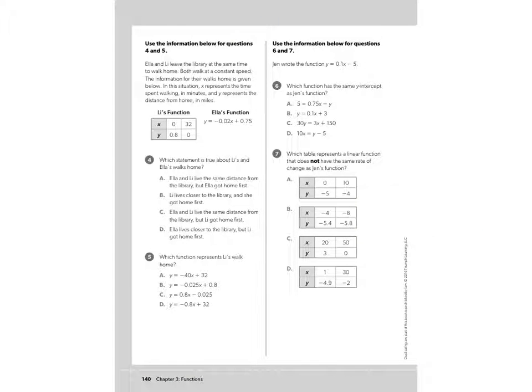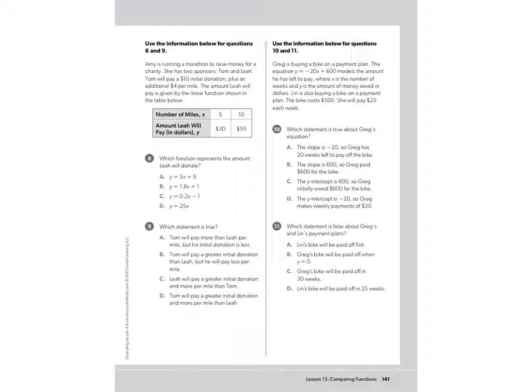Here on 4 and 5, you will solve which statement is true about Lee and Ella's walk home. 5 says which function represents Lee's walk home. You'd need to find your slope and then your intercept. 6 says which function has the same y-intercept as Jen. So there it says Jen has a -5. So it looks like you're going to have to do some rearranging on 6 to find which one works. 7 says which table represents a linear function that does not have the same rate of change as Jen. So that 0.1 rate of change. So which one, A, B, C, and D, does not have 0.1 as a rate of change? So you'd have to check all of them.